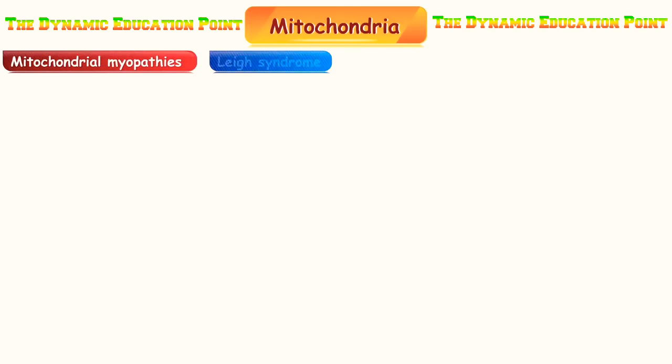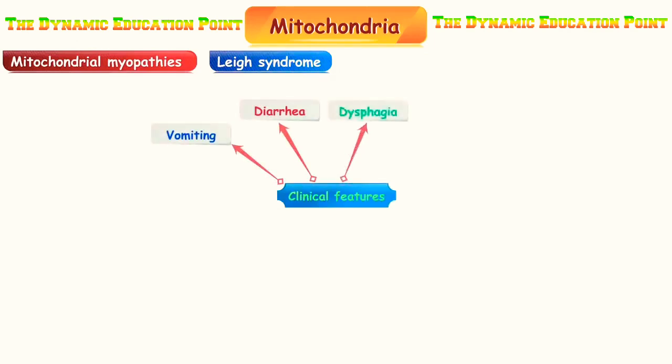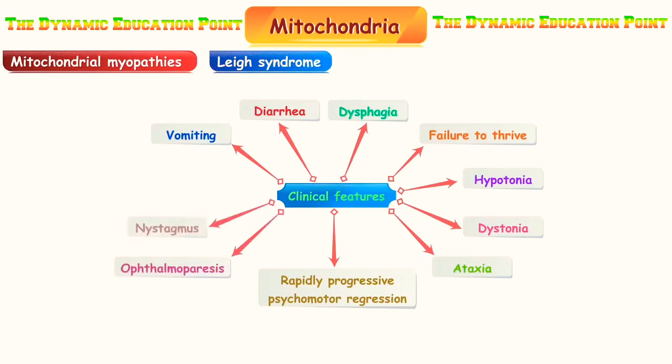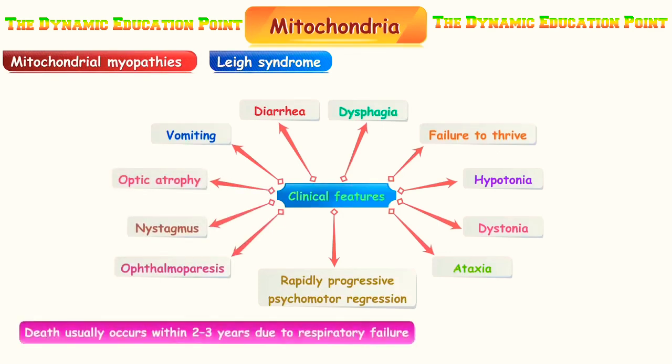There is also Leigh syndrome. The clinical features of Leigh syndrome include vomiting, diarrhea, dysphagia, failure to thrive, hypotonia, dystonia, ataxia, rapidly progressive psychomotor regression, ophthalmoparesis, nystagmus, and optic atrophy. Death usually occurs within 2 to 3 years due to respiratory failure.